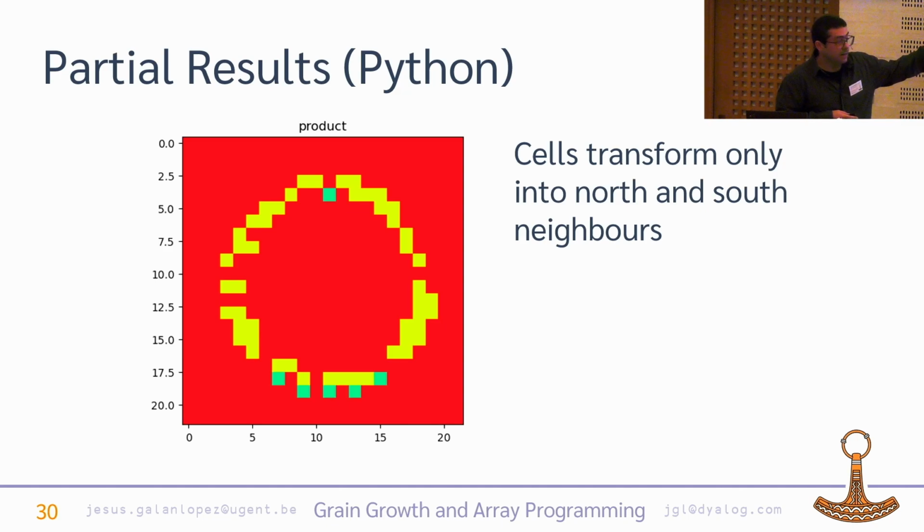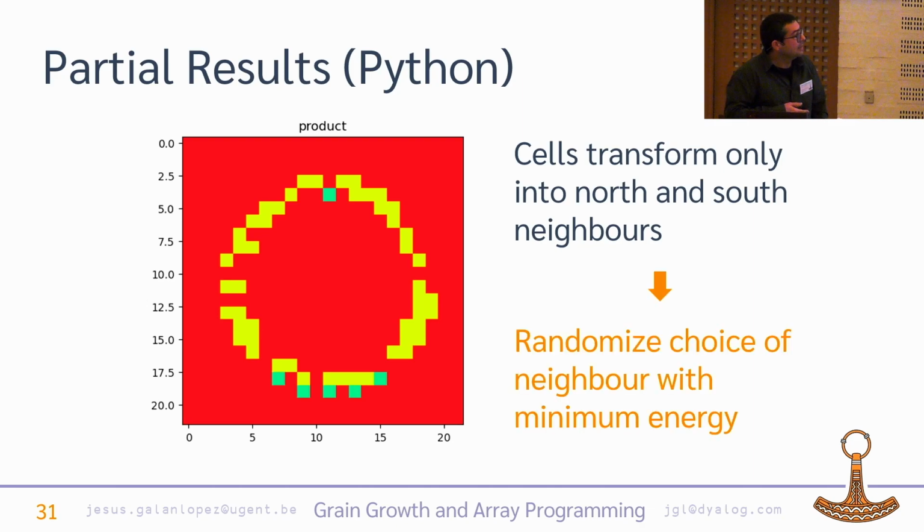We would have different colors for the north, the south, the east, and the west cell. But we see that we are only choosing two of them. There is some error there. The problem is that when the energy is the same, it should be random which one you choose. But here it is not random.